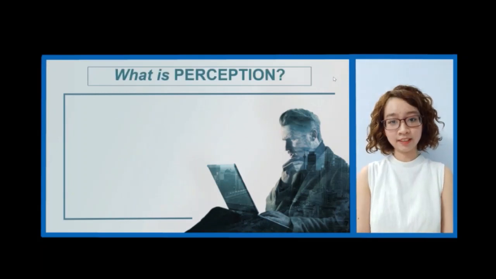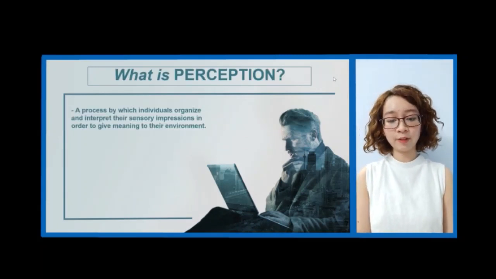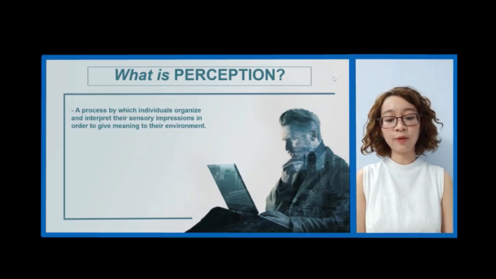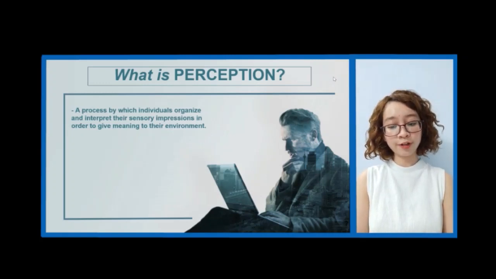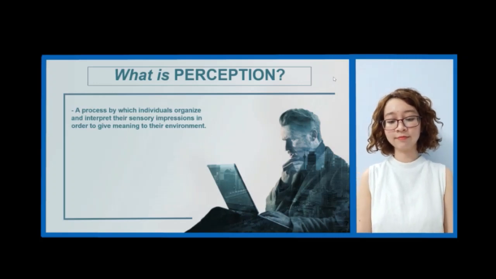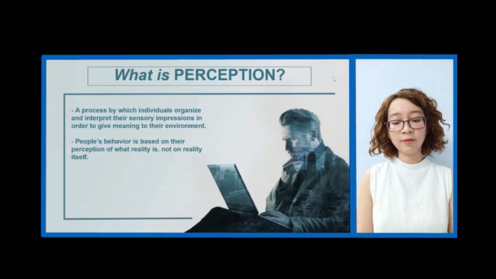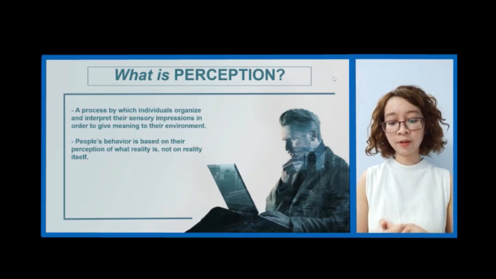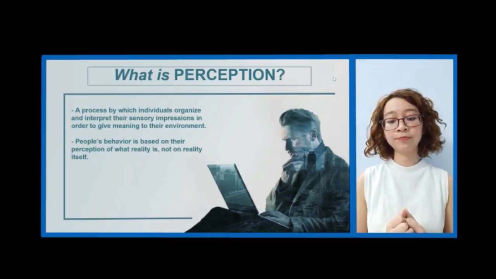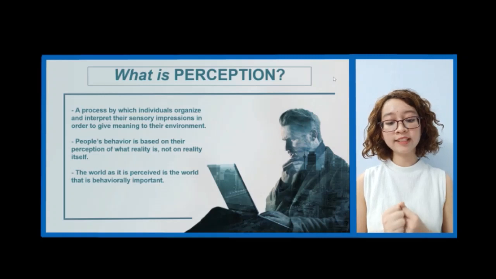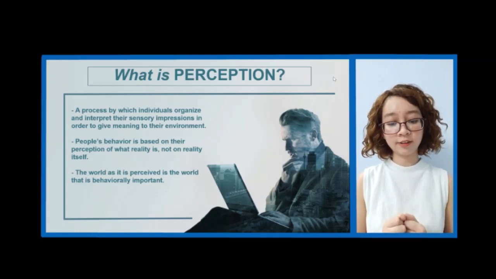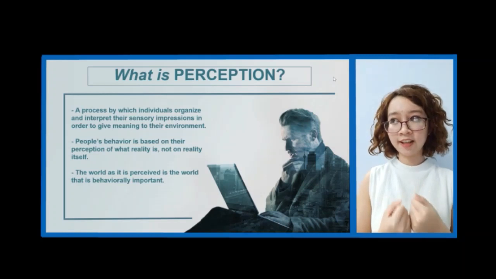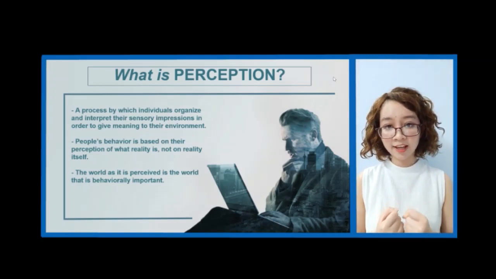So, what is perception? When we think about what we just saw, it makes sense to define perception as a process by which individuals organize and interpret their sensory impressions in order to give meaning to their environment. That is because people's behavior is based on their perception of what reality is, not the reality itself. It is the way someone sees it or believes it to be, and based on it, you can see how perception very much influences your actions. The world as it is perceived is the world that is behaviorally important.